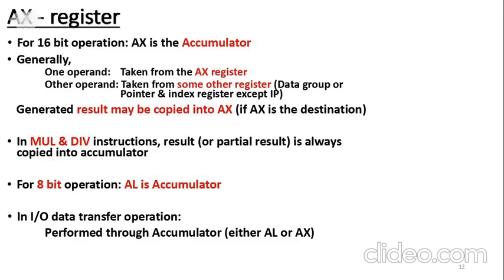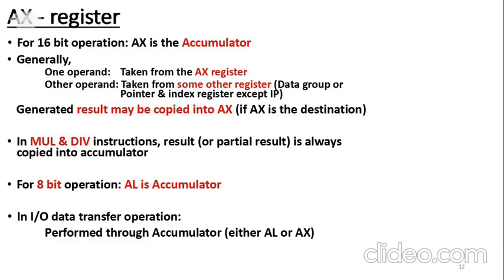And if the data is 16-bit, then the contents of AX register, the 16-bit accumulator, will be sent to that corresponding output port. So these are the implied functions of accumulator AX register. Okay, just a quick recap. AX is accumulator. It may be used for copying the result, ultimately if it is in destination.